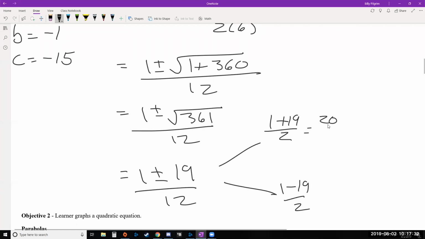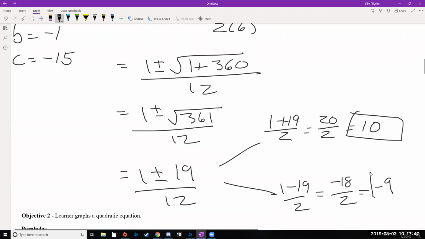Top one simplifies to 20 over 2, which is 10. That's one of our answers. Bottom simplifies to negative 18 over 2, which is negative 9. Okay, so we have two answers, 10 and negative 9.